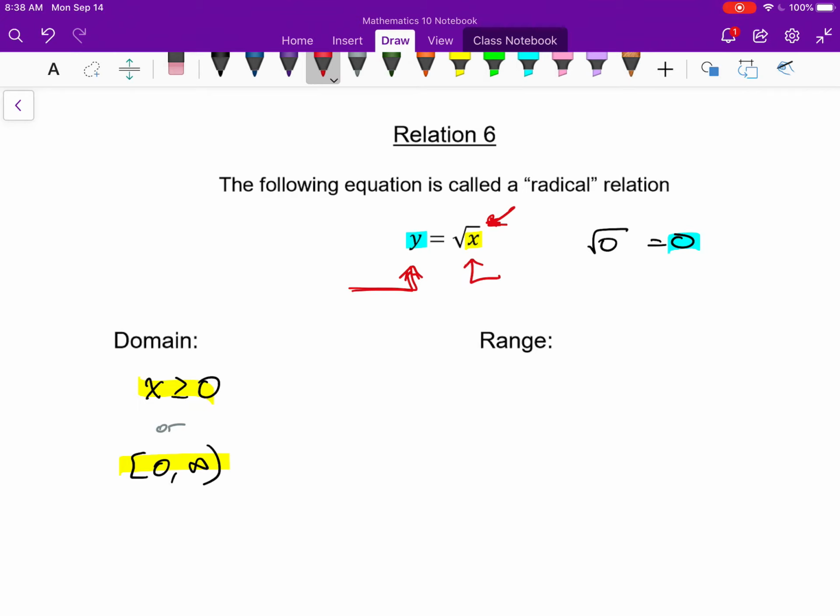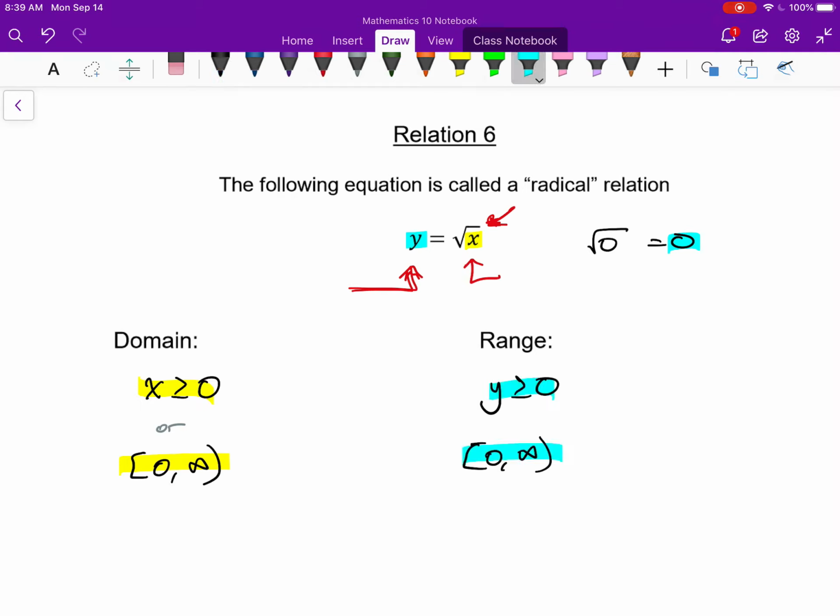Again, range is actually a pretty tricky thing to think about. You're trying to think about what's coming in, input and output for anything. If you're finding this a bit challenging, that's to be expected. So the range is also greater than or equal to 0, or 0 to infinity with a square bracket first and then a round bracket.